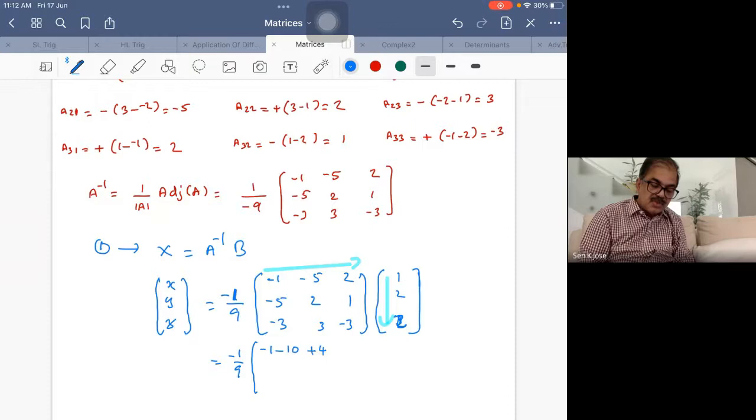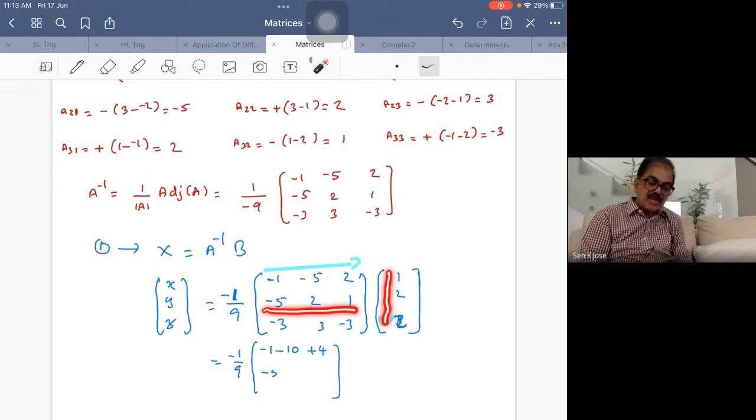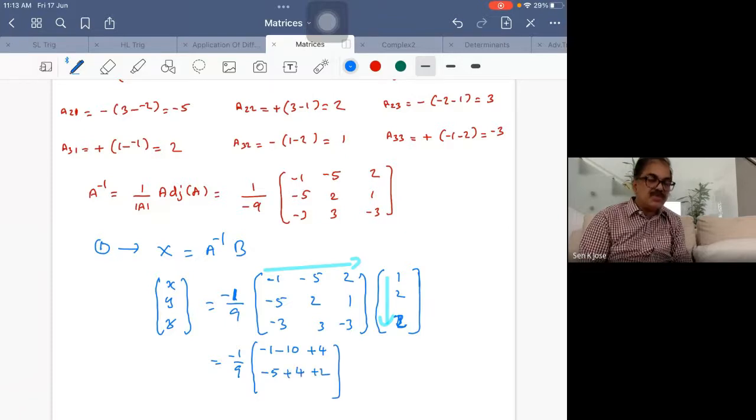Plus 2 into 2 is 4. That's first row into the first column. Then the second row into the first column. Minus, see how you do that? Now this second row into the first column. Then third row into the first column. So it's going to be minus 5 into 1 is minus 5. Plus 2 into 2 is 4. Plus 1 into 2 is 2.